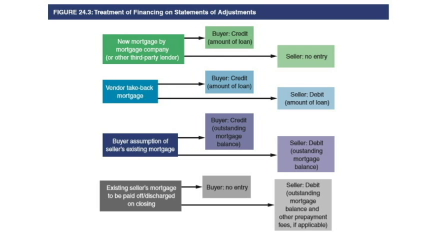Existing seller's mortgage to be paid off or discharged on closing. For the buyer, there's nothing. Doesn't affect the buyer. But for the seller, it'll be a debit. It'll be a frown, a negative thing, because they have to pay it off. Outstanding mortgage balance for their own personal mortgage.